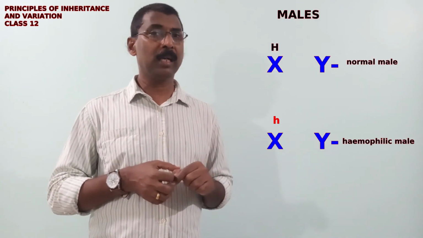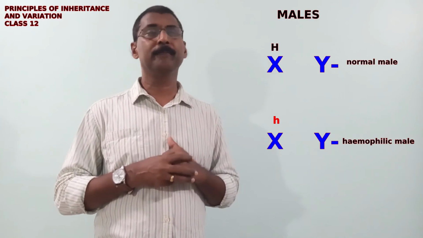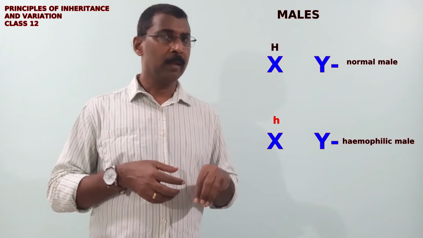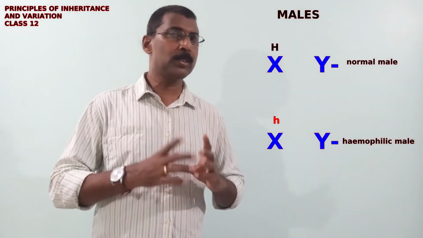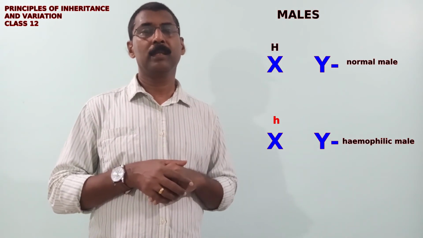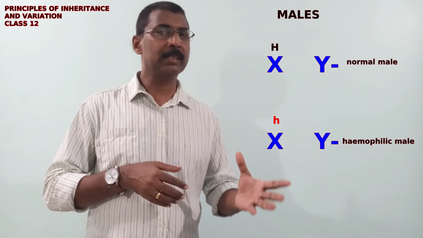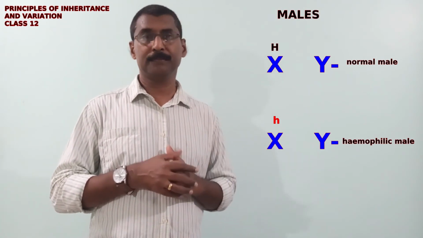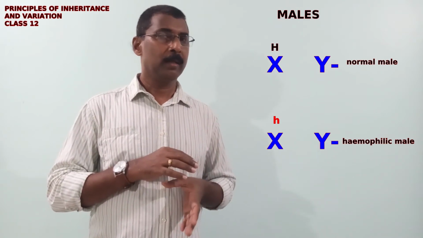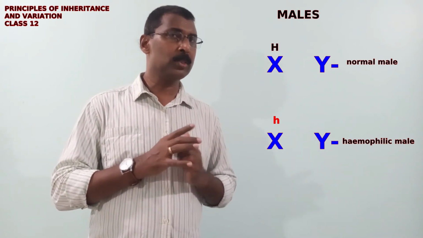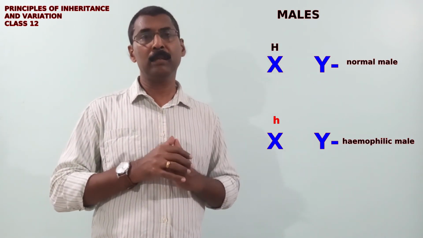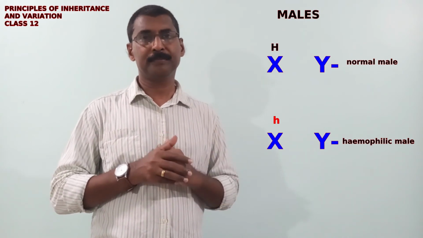And males, as they have only one X chromosome, are mostly affected, because if that X chromosome happens to have this mutated recessive gene, they will be affected and they will have hemophilia. They have only one X chromosome. There is no counterpart X chromosome to compensate this recessive allele with a dominant allele.